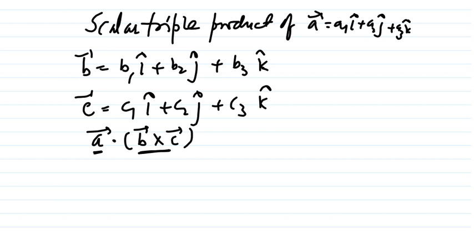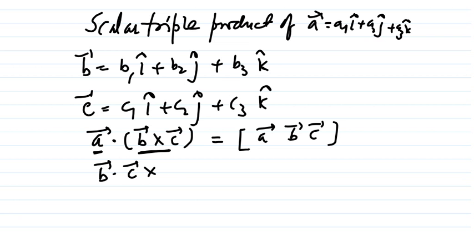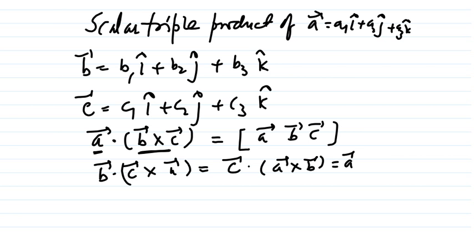So the another notations for this scalar triple product are A, B, C inside a big bracket, and some properties of scalar triple products are we can write B dot C cross A is equal to C dot A cross B. This is equal to A dot B cross C. Okay.